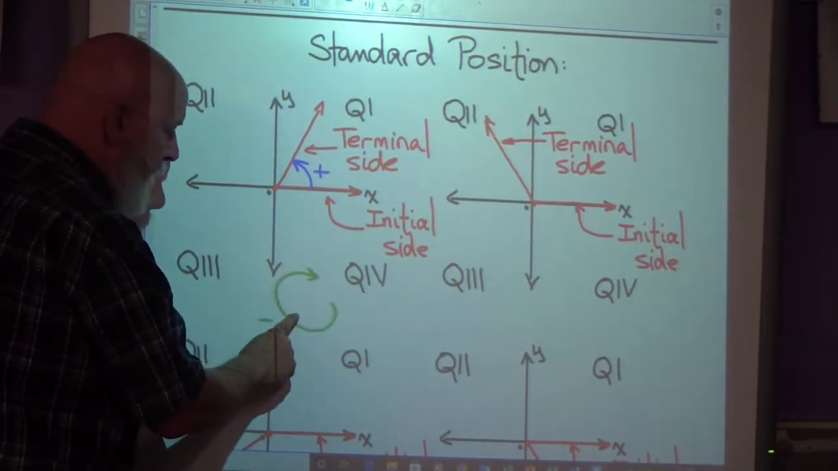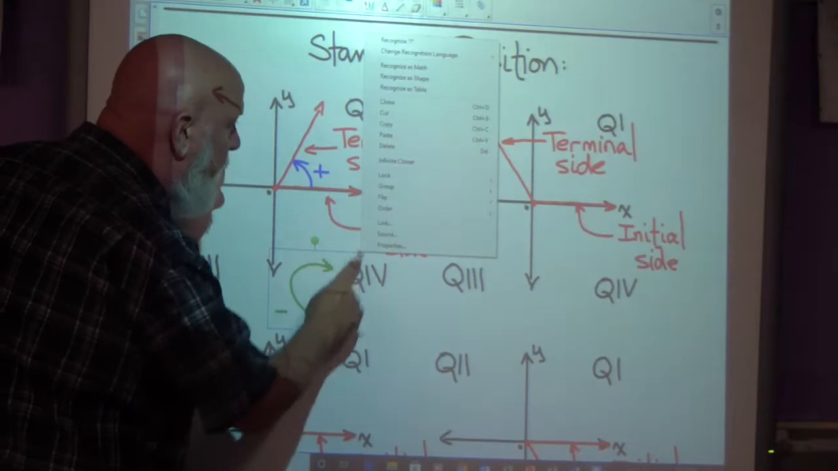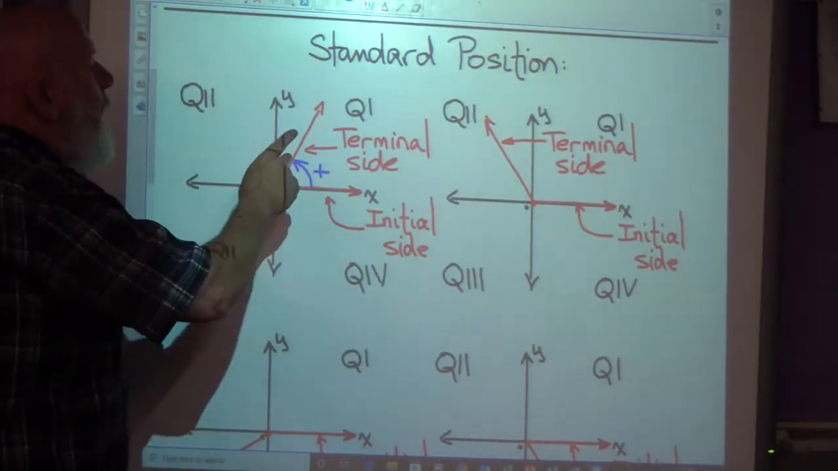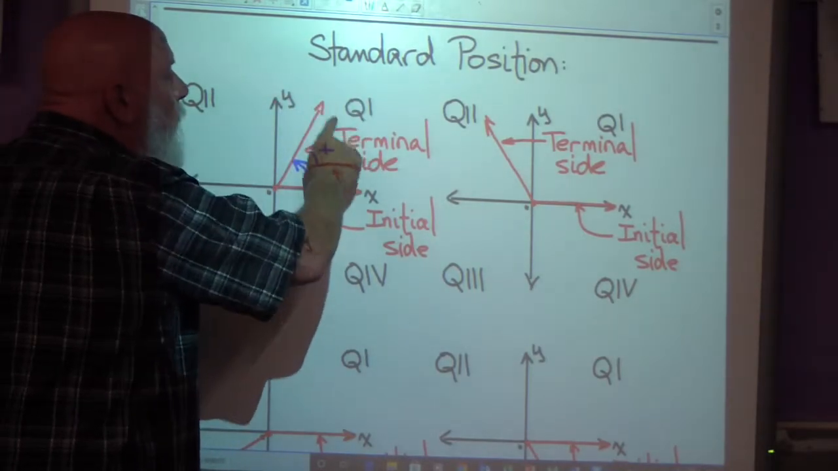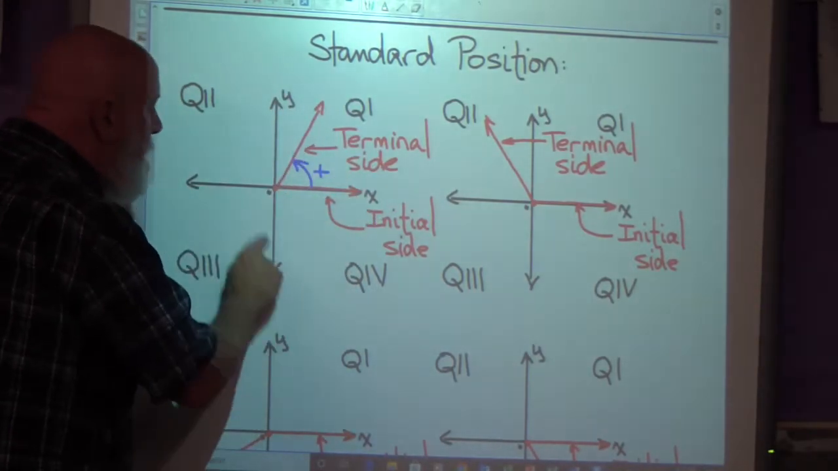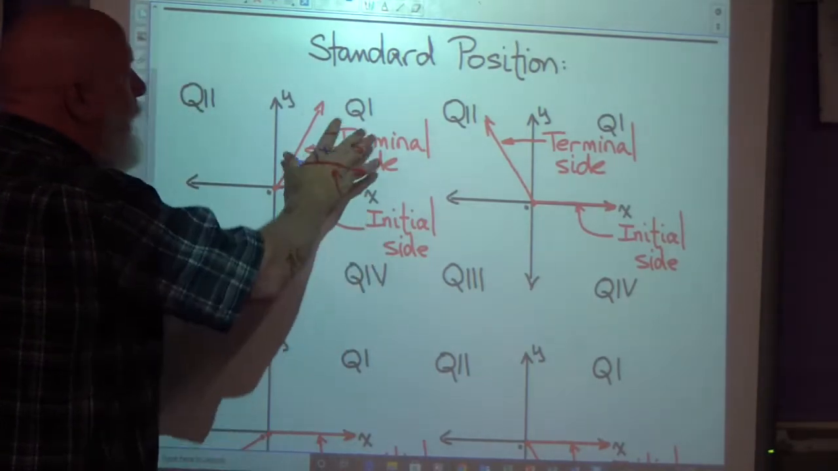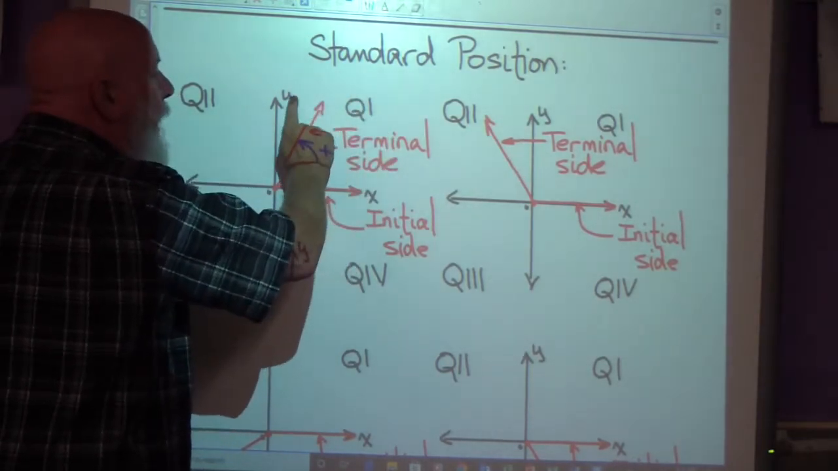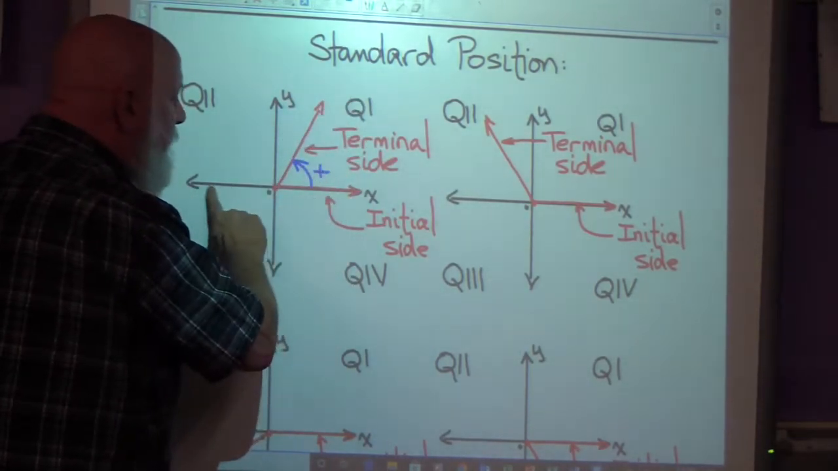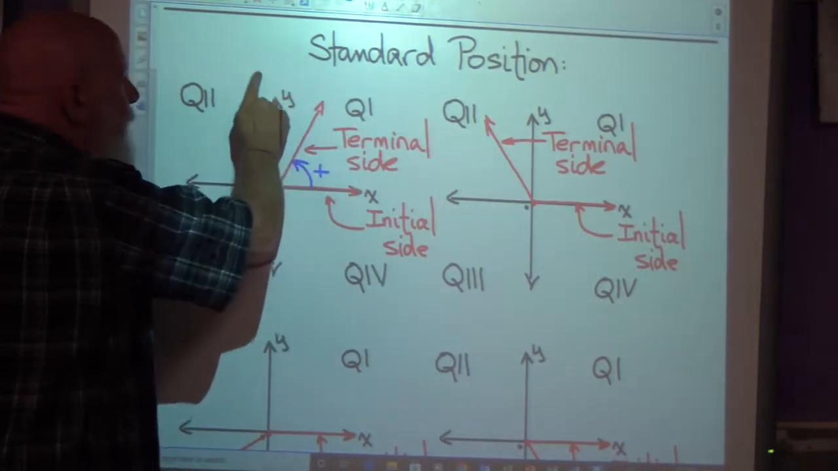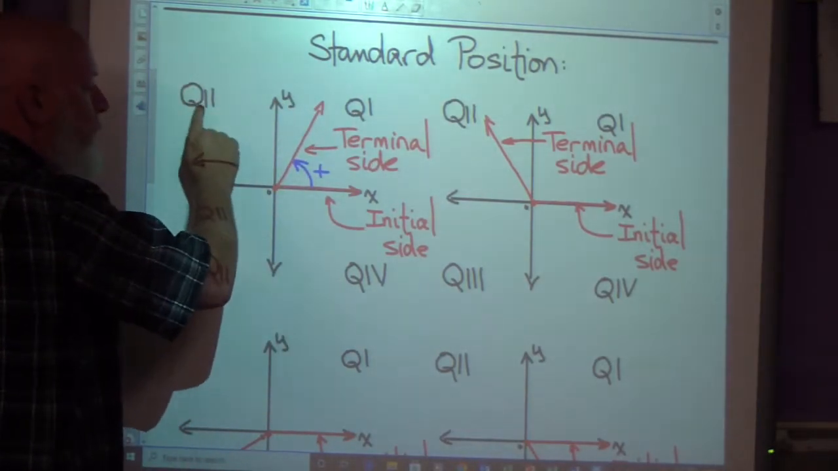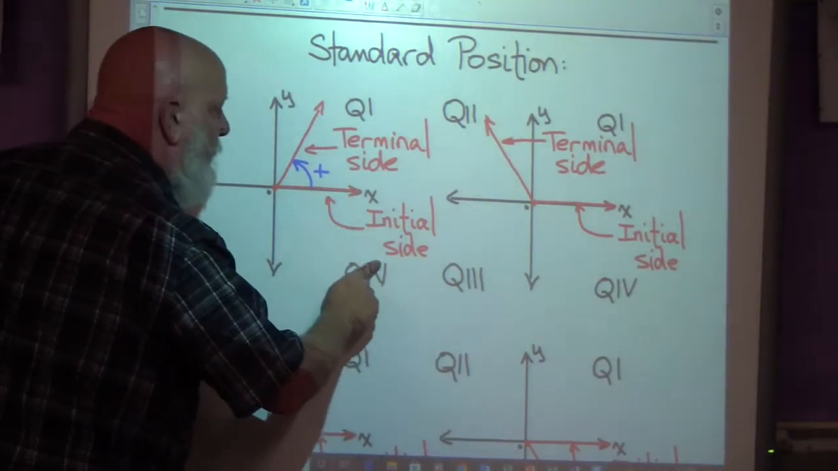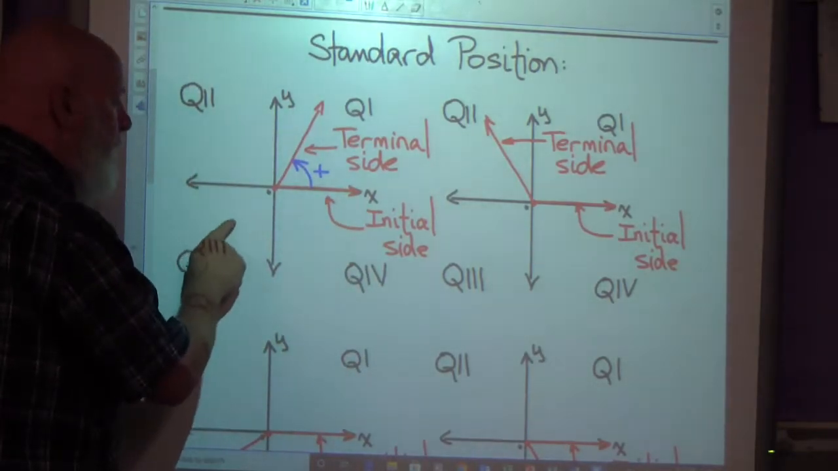Okay, so what we're going to be doing is defining what quadrant means. When you have the y-axis and the x-axis, it takes our plane and chops it into four quadrants. This section of the plane right here is called quadrant 1. This section of the plane right here is called quadrant 2. Quadrant 3 is down here in this region. And this region is quadrant 4. Quadrant 1, quadrant 2, quadrant 3, and quadrant 4.